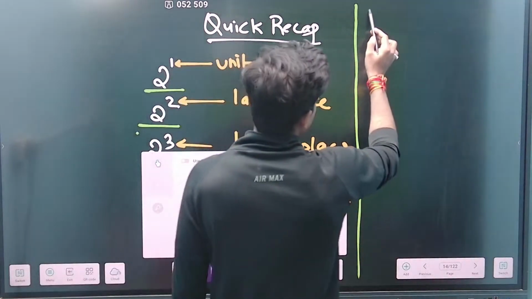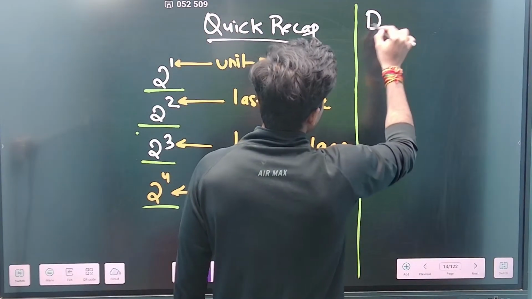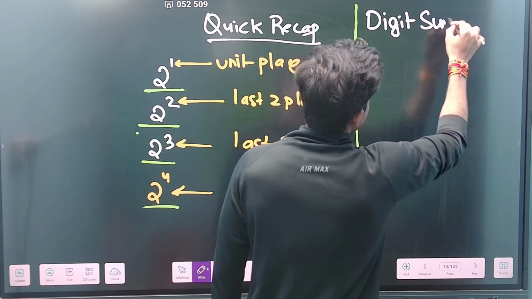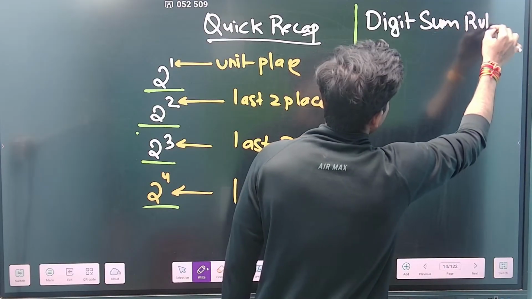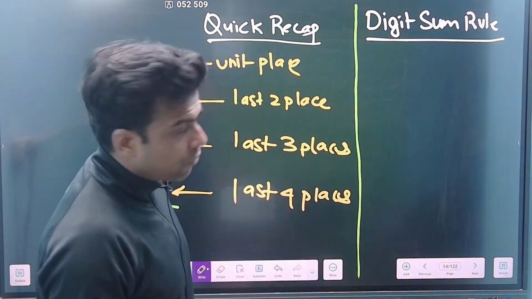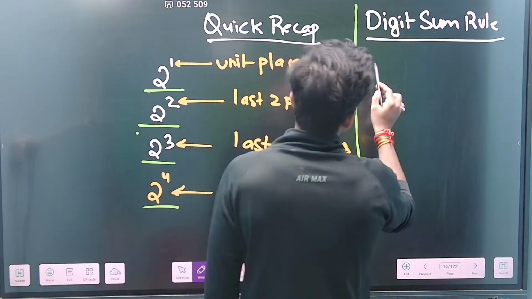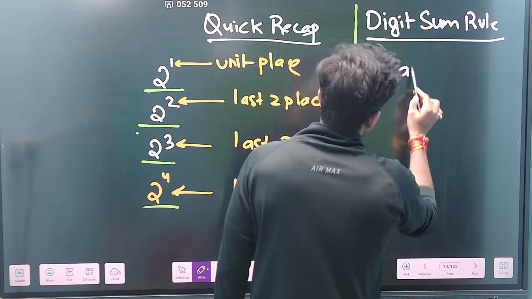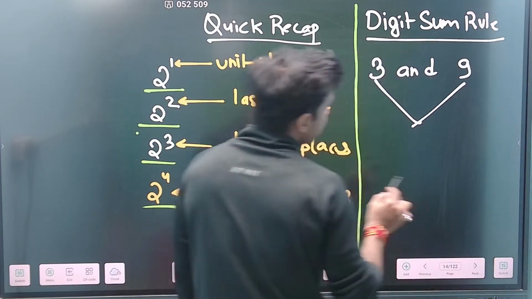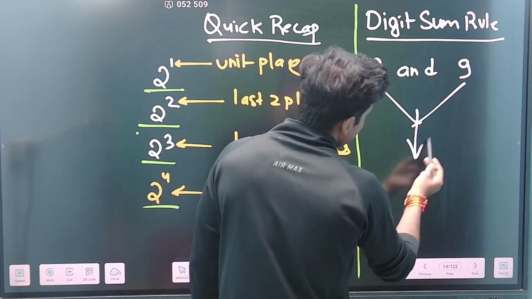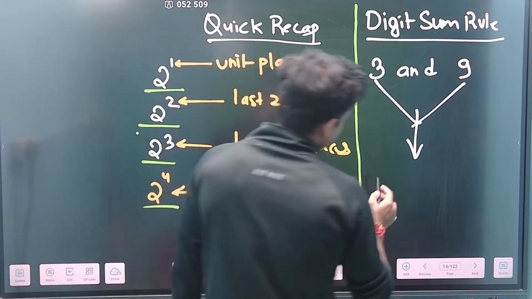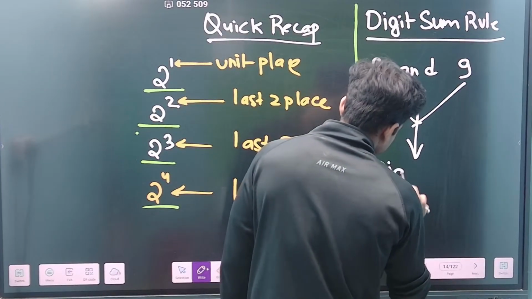Now if I talk about the digit sum rule, that is what basically. Now digit sum rule is basically followed in number 3 and in number 9. So basically they both say that apply the rule if you want to check that any number is divisible by 3 or 9. Simply do the digital sum.